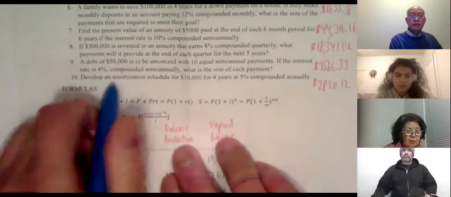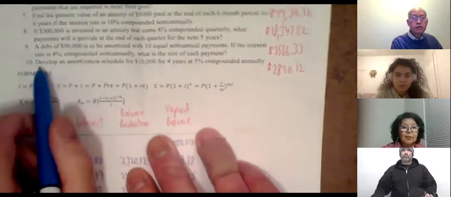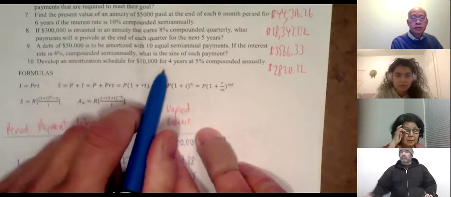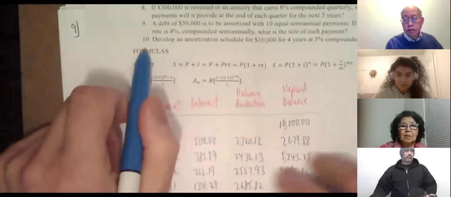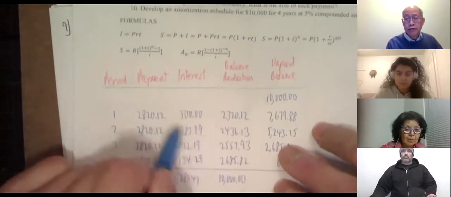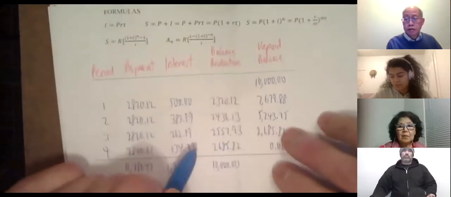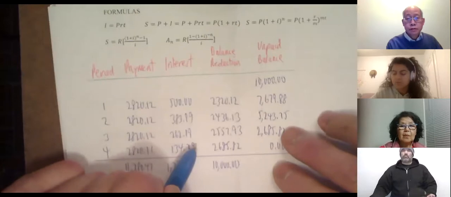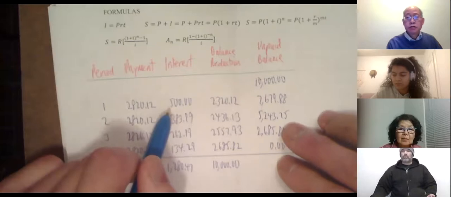Number 9, a debt of $50,000 to be amortized with 10 equal semi-annual payments. If the interest rate is 4% compounded semi-annually, what is the size of each payment? Oh, I'll go ahead and disclose this right now. I will not ask you question 10. That takes up too much of your time to do the table. So don't worry about that. There's not enough time for that. So for test 2, I will not ask you number 10 to make the schedule. Does that help you guys? I mean, that itself takes you 15, 20 minutes, and that's not fair to you guys.